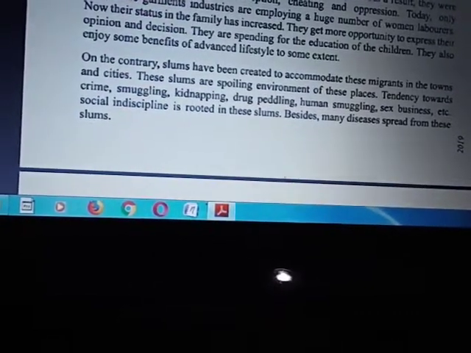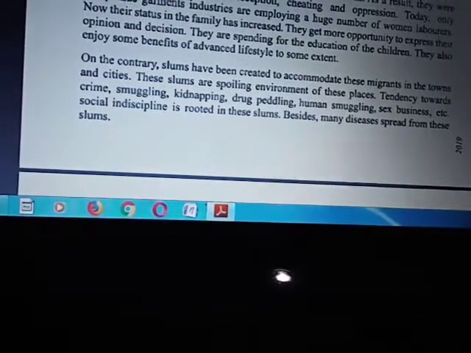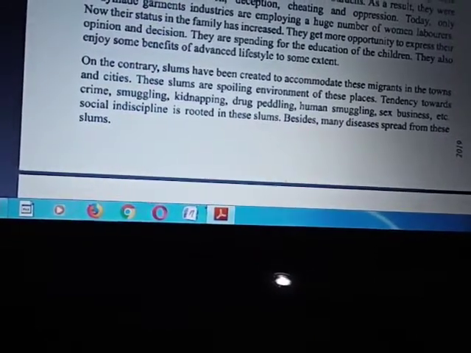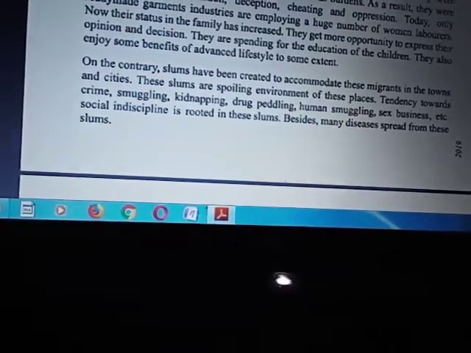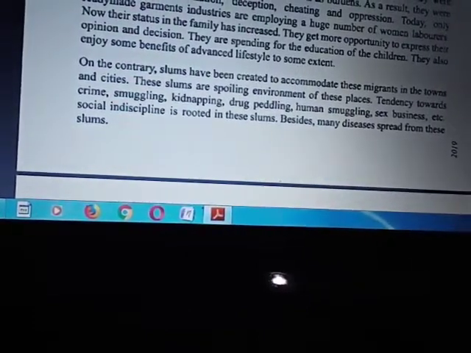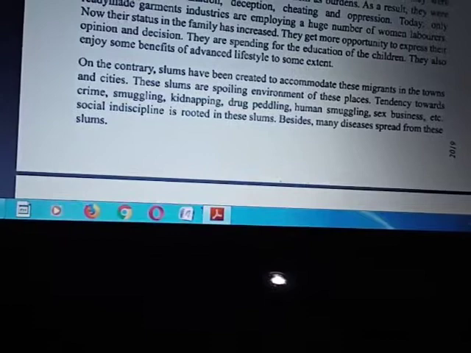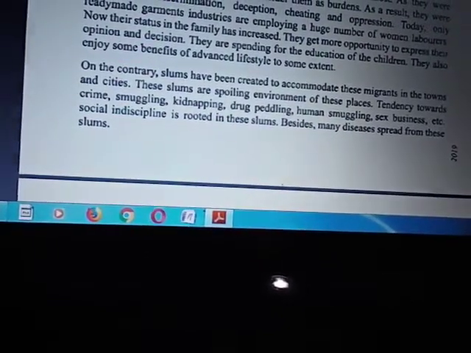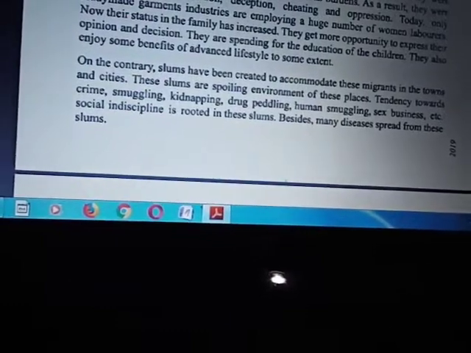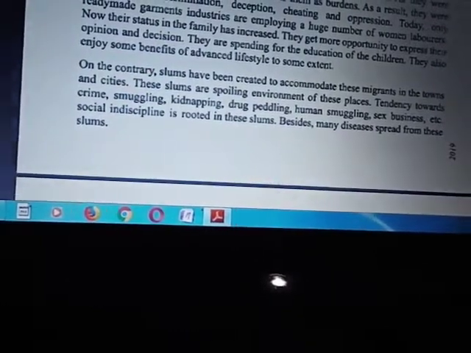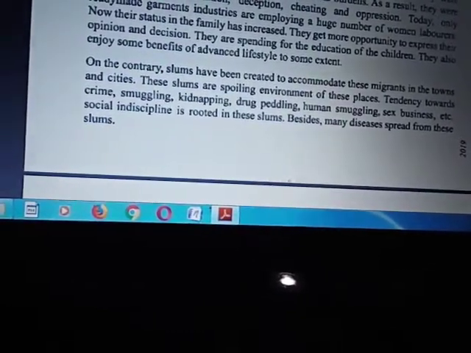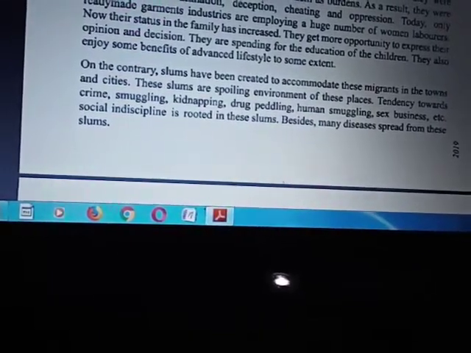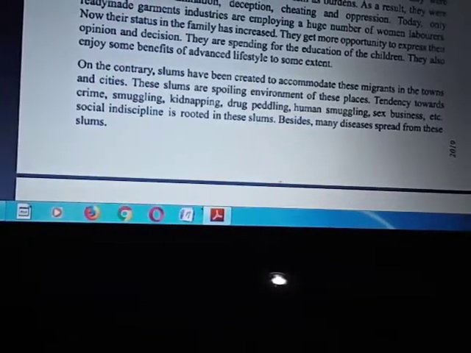Their families used to consider them a burden. As a result, they were subjected to discrimination, deception, cheating and oppression. Today, ready-made garments industries alone are employing a huge number of women laborers. Now their status in the family has increased. They get more opportunity to express their opinion and decision. They are spending for the education of the children. They also enjoy some benefits of the advanced lifestyle to some extent.